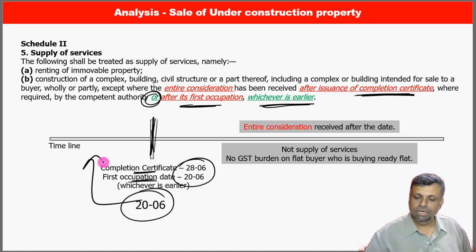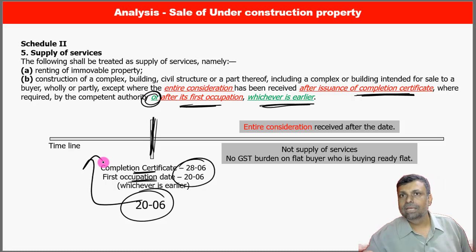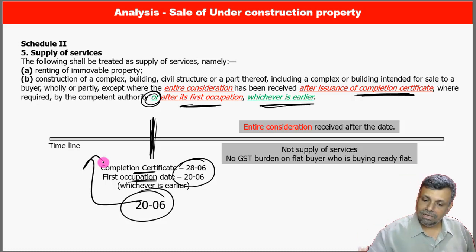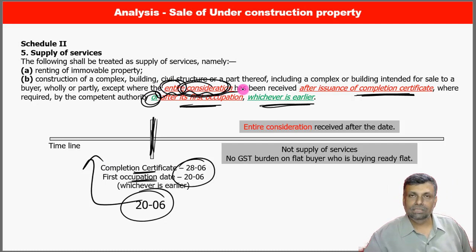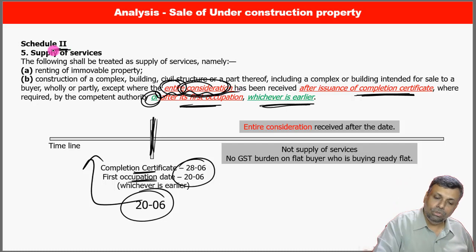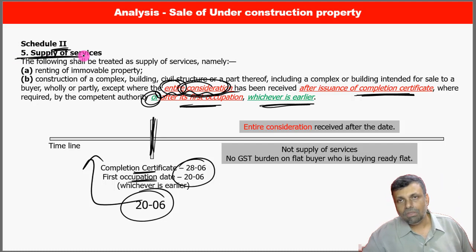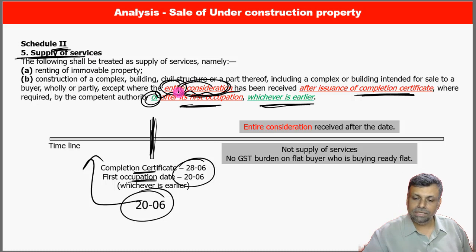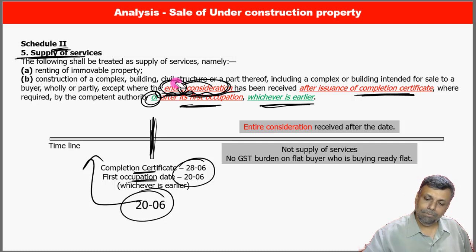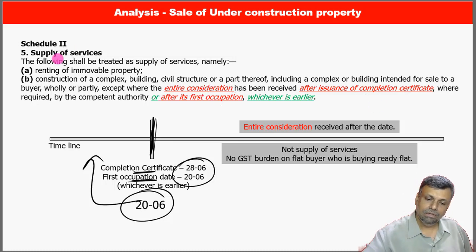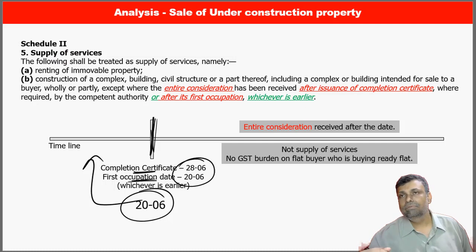So before this cutoff date, if I am buying this particular property, technically the law says that the entire consideration, listen very carefully, and this is an extract from your Schedule 2 on the supply of services, the entire consideration should have been received before, because the test provided here is everywhere the entire consideration. Supposing I am a flat buyer and I have paid the entire consideration, that means the builder has received the entire consideration, whichever way you look at it.